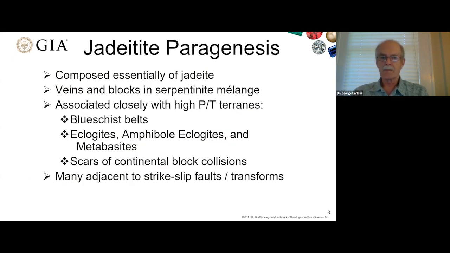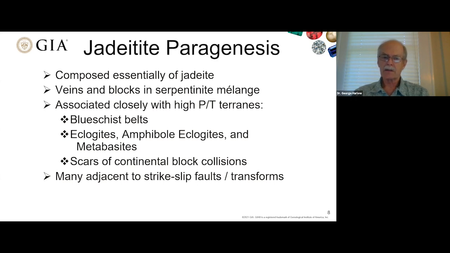So in terms of the jadeite paragenesis, or the conditions under which jadeite or jadeitite, which is the rock name, forms on Earth, we know it's composed essentially of jadeite. It is found typically as veins and blocks in what I call serpentinite melange. Serpentinite is the product of hydration of the Earth's mantle, which then, when it rises to the surface, we recognize as the green serpentinite. Some of it is actually gem quality.